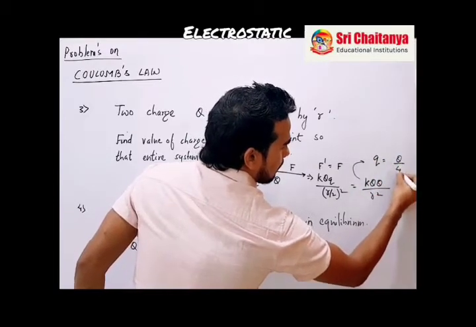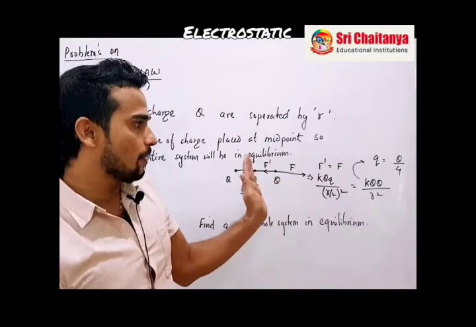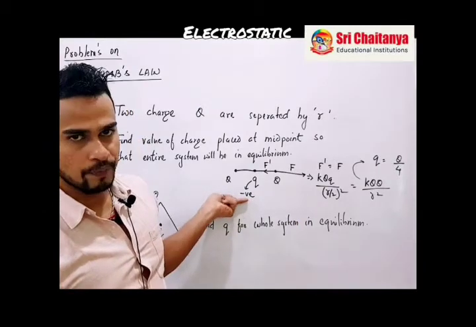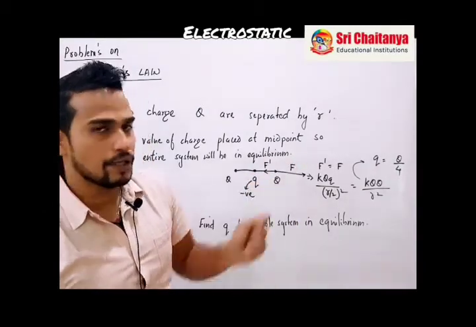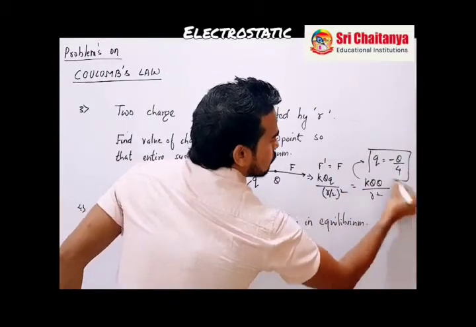The value will come q by 4. But this is not your answer, because q by 4 will also be present in the options, and minus q by 4 will also be present in the options. You have to put the nature of charge also. Already you know this charge must be negative, so that's why the answer will come minus q by 4.